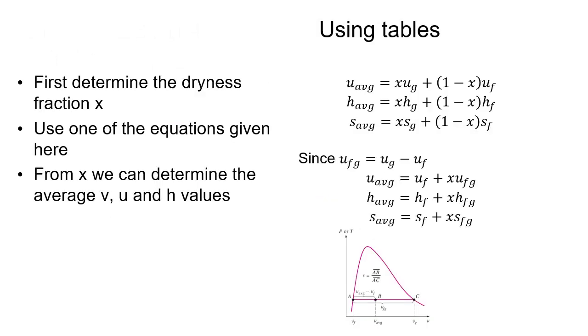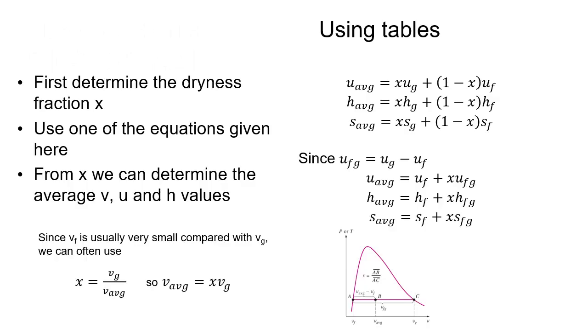To use tables effectively, first determine the dryness fraction, X. This allows you to calculate average values for specific volume, internal energy, enthalpy, and entropy. The equations provided help in finding these averages, which are essential for accurate thermodynamic calculations.